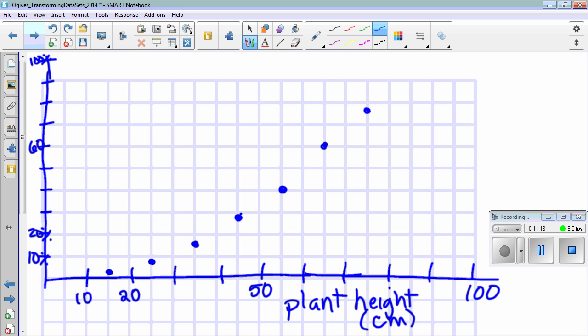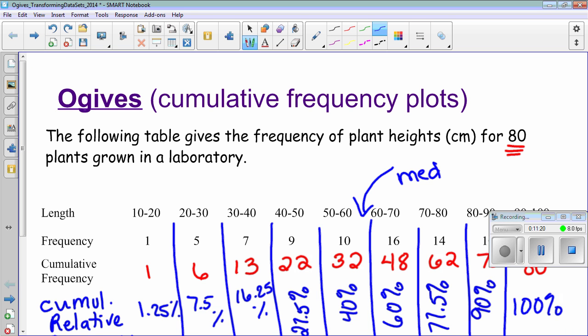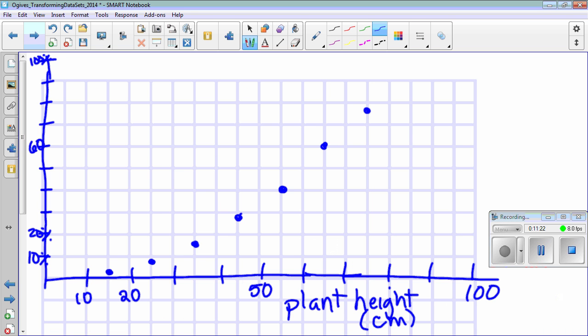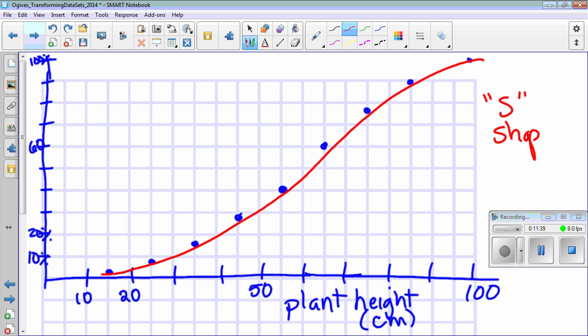Okay. And then the last two are 90 and 100, right? So we're going to have 90 and 100. Hang on. Just watch the shape quickly. Ogives typically have a nice S shape. And this one does.